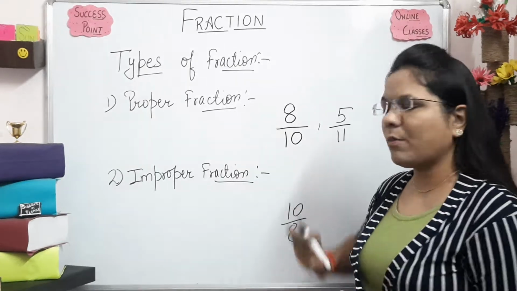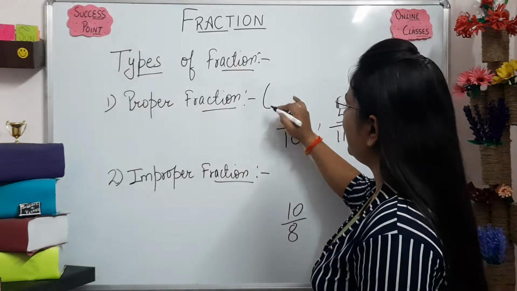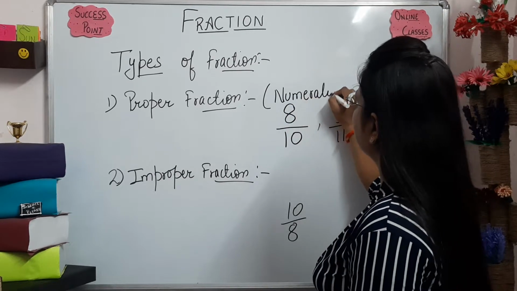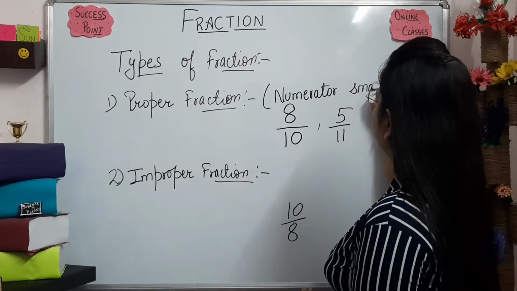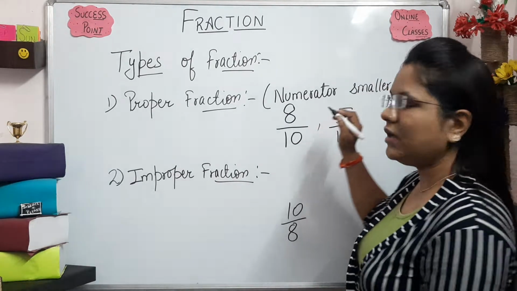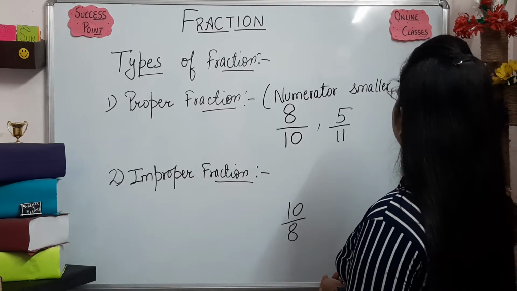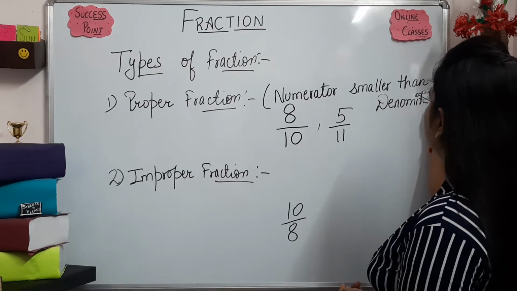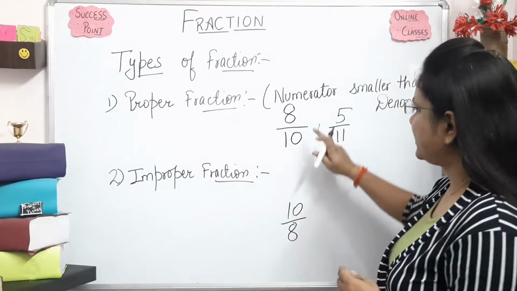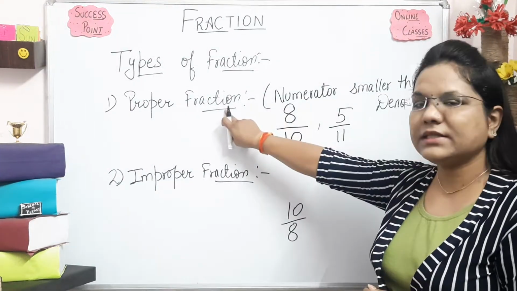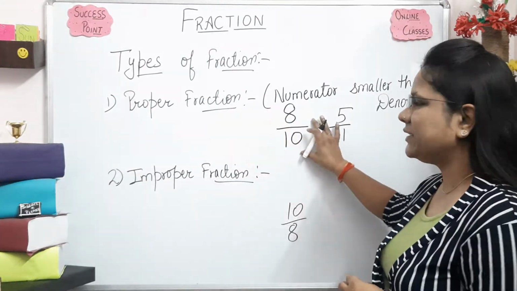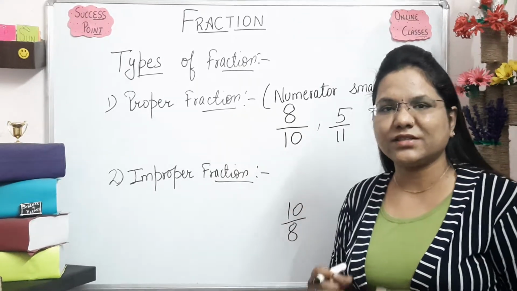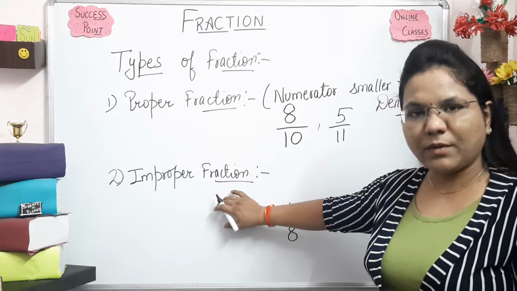So proper and improper, what is the difference between them? When numerator is smaller than denominator. Whenever numerator is smaller than denominator, then we can say proper fraction. So you can learn by taking an example of marks. It will be easy. Whenever you get marks, you can say, yeah, this is proper fraction.